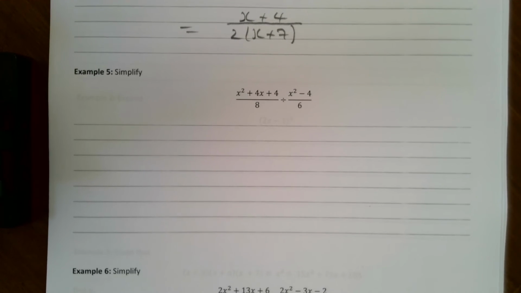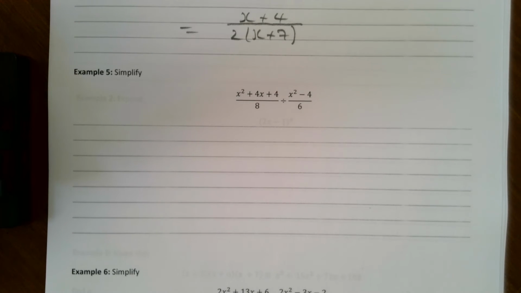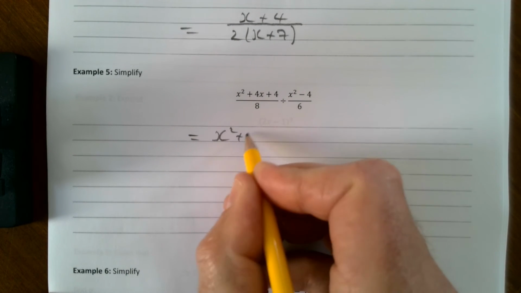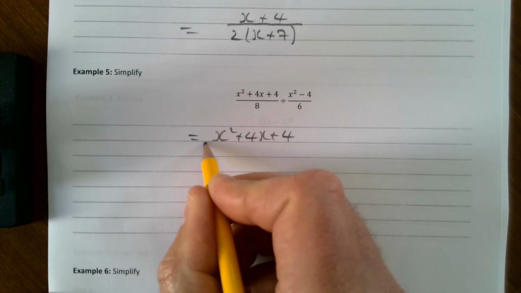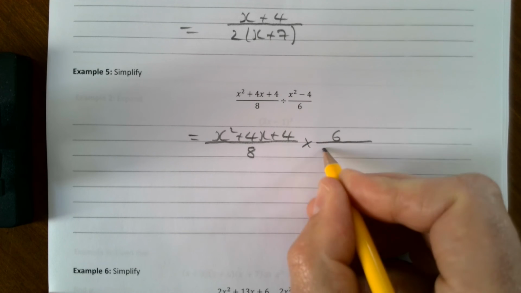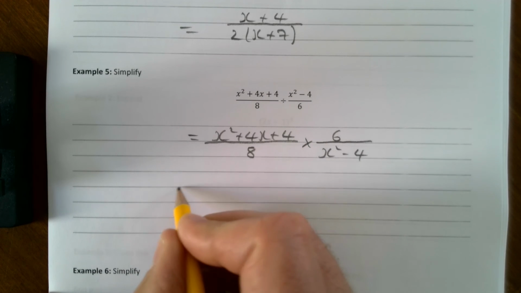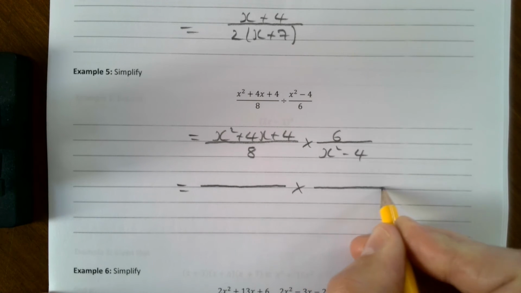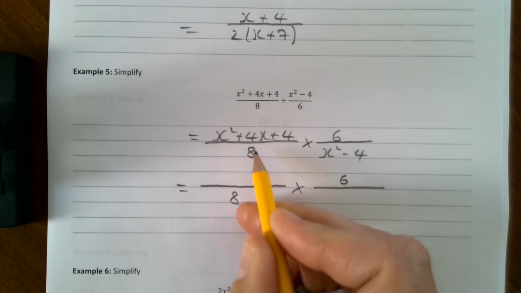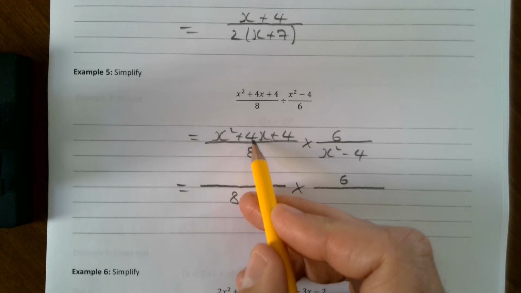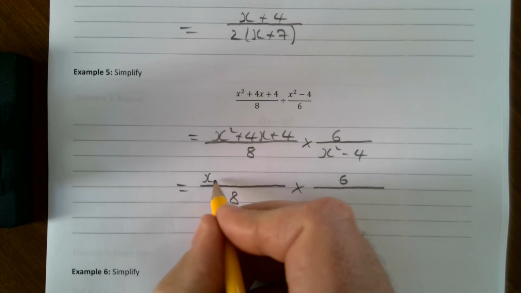Example 5. So now it's a division one. So we know how to divide two fractions. We turn the second one upside down and we multiply. So let's rewrite this then as x squared plus 4x plus 4 all over 8 multiplied by 6 over x squared minus 4. Let's try and tidy these up. Two numbers that multiply to give 4 and the same two numbers add to give 4. So that's going to be the same repeated factor, x plus 2.